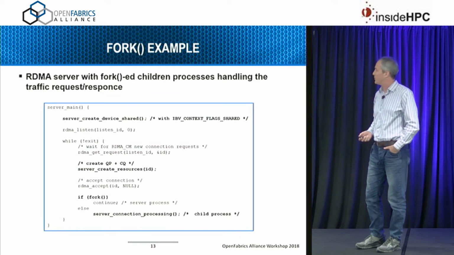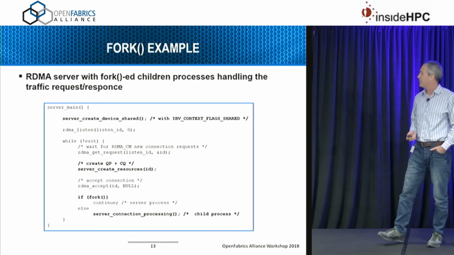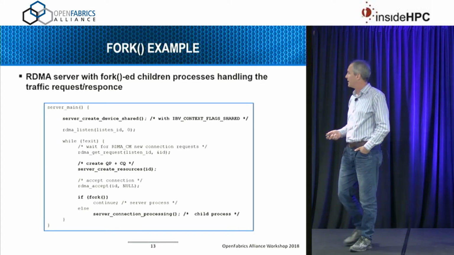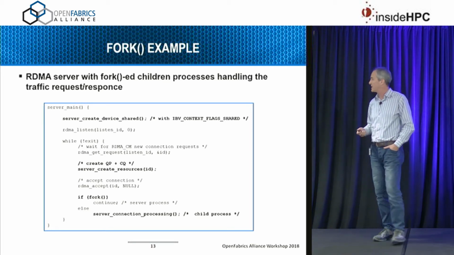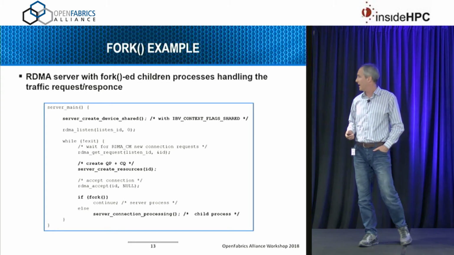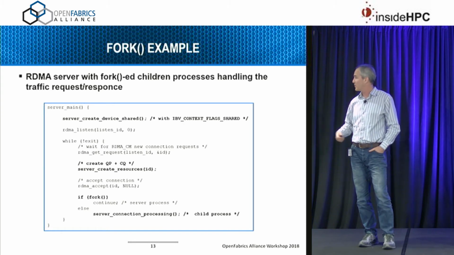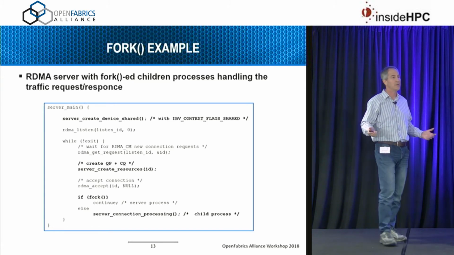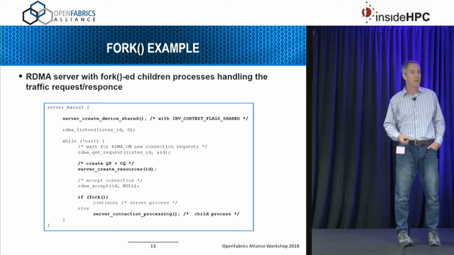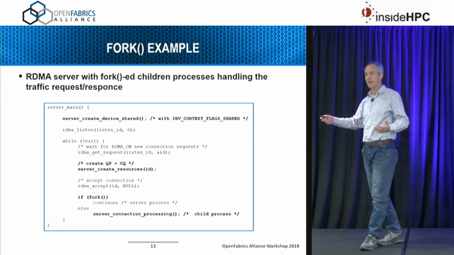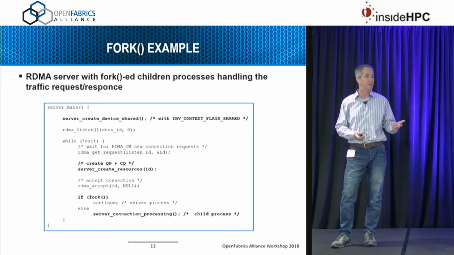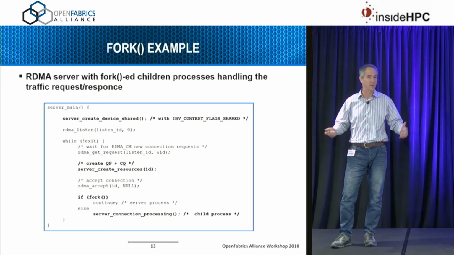This is a very pseudocode example of what's happening. The main server thread will create the resources as a shared context. We'll open an RDMA listen ID and wait for a new request. When a new request happens, it will create the QP-CQ, accept the connection, and fork and let the child manage this QP-CQ. And when the child is complete, the child can kill the resources and exit the process. So this is a classic web server handling of TCP connections. We can do this also with RDMA connections.